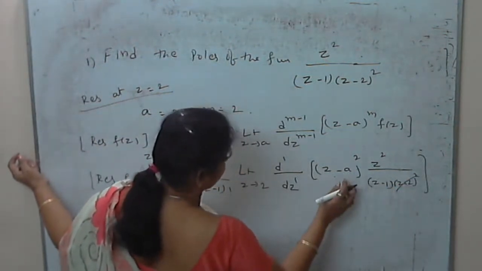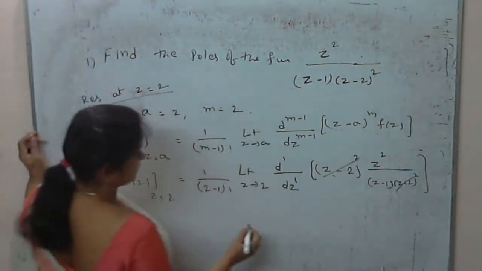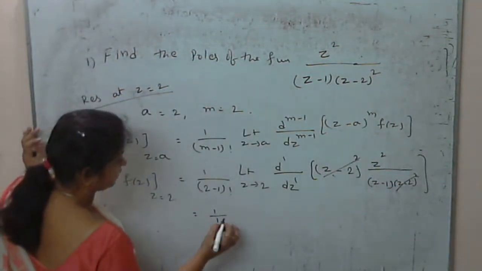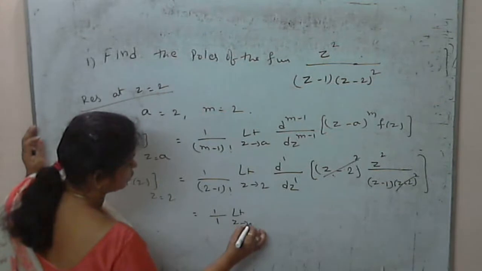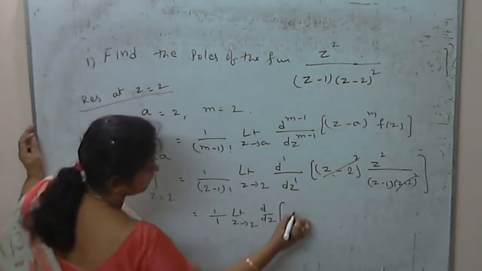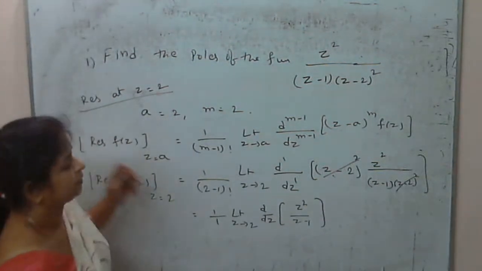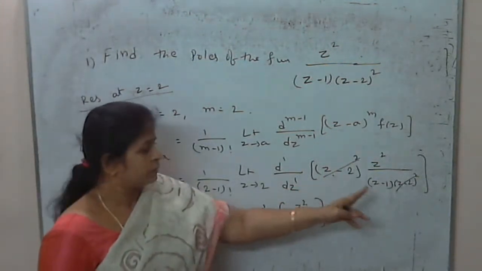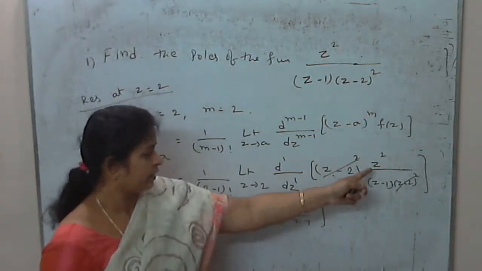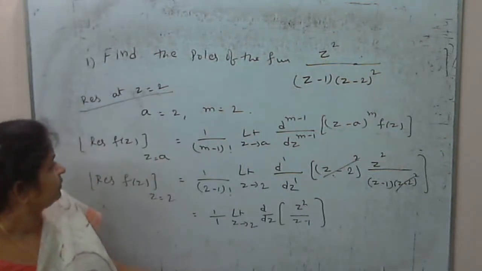z minus a means z minus 2, sorry. The (z minus 2) whole square cancels out. So 1 by 1 factorial, limit z tends to 2, d by dz of z square by z minus 1. Now there remains z square by z minus 1.